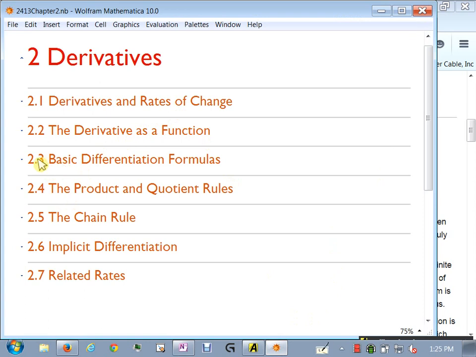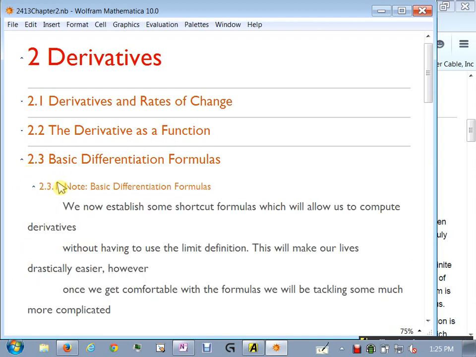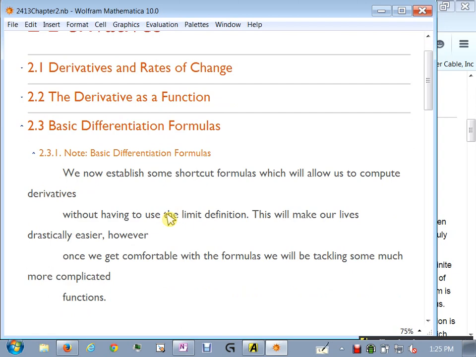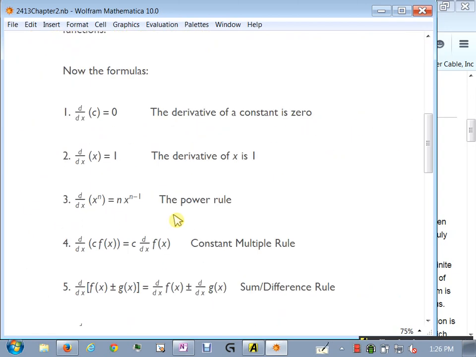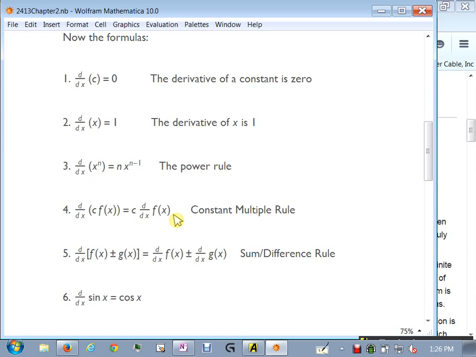These sections right here, 2-3, 2-4, 2-5, 2-6, are vitally important sections. 2-3 is the first one that is important and the easiest of the three that we're going to talk about. Up to this point, we've been using the limit, right? I say, find the derivative. Everyone comes in with the limit as h goes to 0 of f of x plus h minus f of x all over h, and then we mess with all the algebra. It turns out that we have a bunch of formulas, here they are, for computing derivatives without having to use the limit.